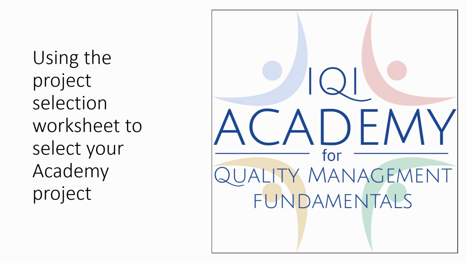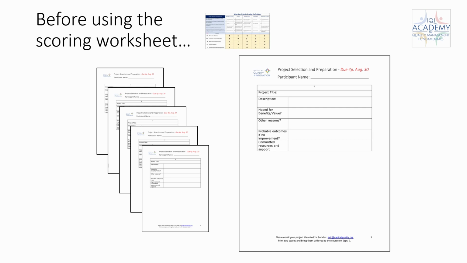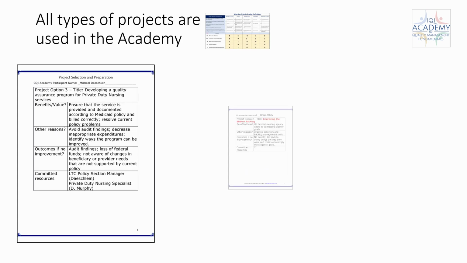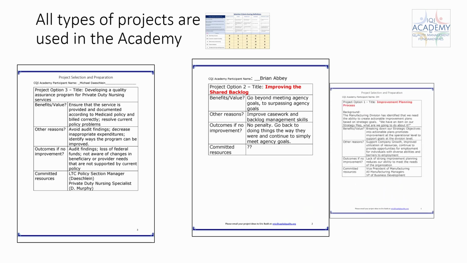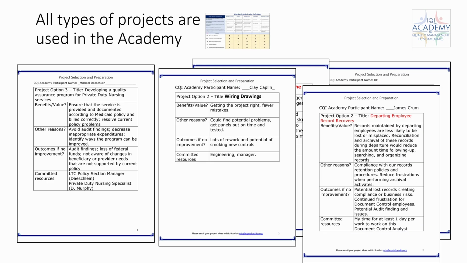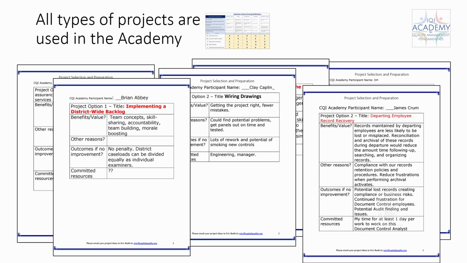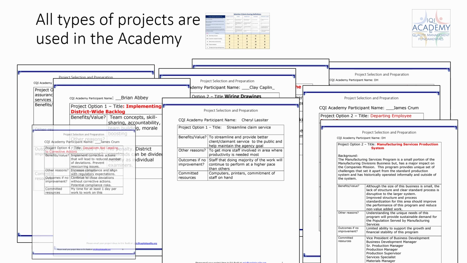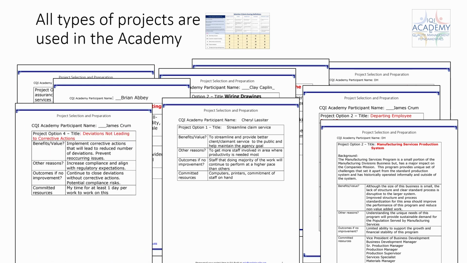This video will show you how to use the project selection worksheet for your Academy project. Before using the scoring worksheet, please be sure that you have already documented 3 to 5 project ideas. All types of work and work processes provide opportunities to learn how to manage improvement of quality. You will have a better chance of selecting a good project if you develop at least 5 project ideas from which to choose your Academy project.